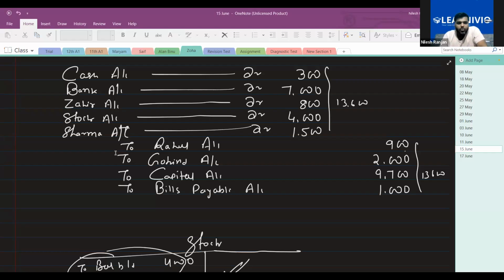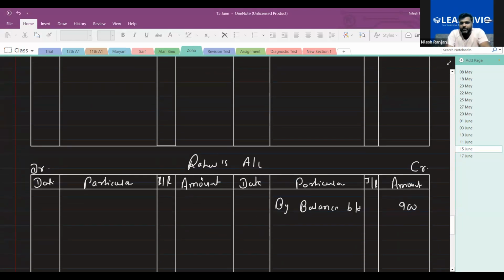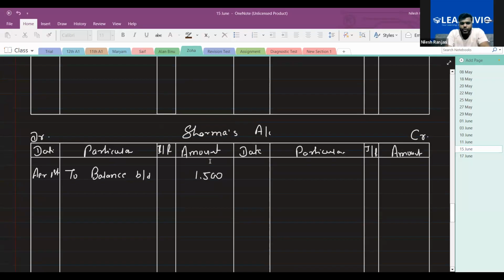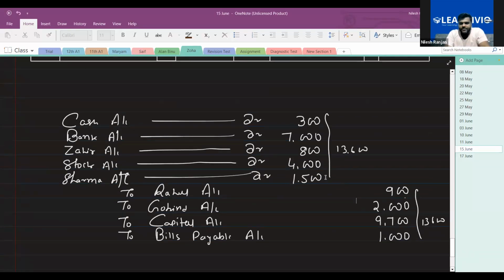In the same manner, Rahul, Govind, capital, and bills payable, these are liabilities for the business, liabilities and capital. So these will be written as credit balance. That's how we have written. Rahul, by balance BD 900. Then there is Sharma, 1,500 debit. This is 1,500 debit, Sharma.